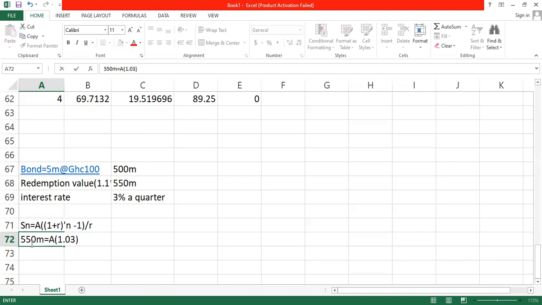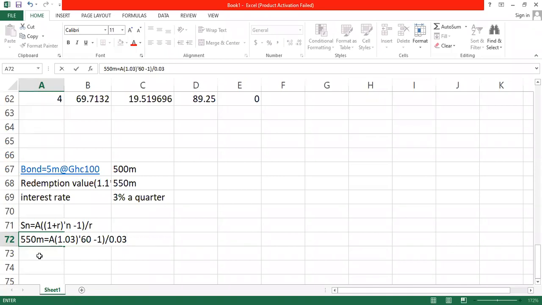How many years are we doing this for? 15 years. But now we are changing it to quarters. So how many quarters are in 15 years? 60 quarters. Okay. So exponent 60, minus 1, divided by what? 0.03, isn't it? Yes.